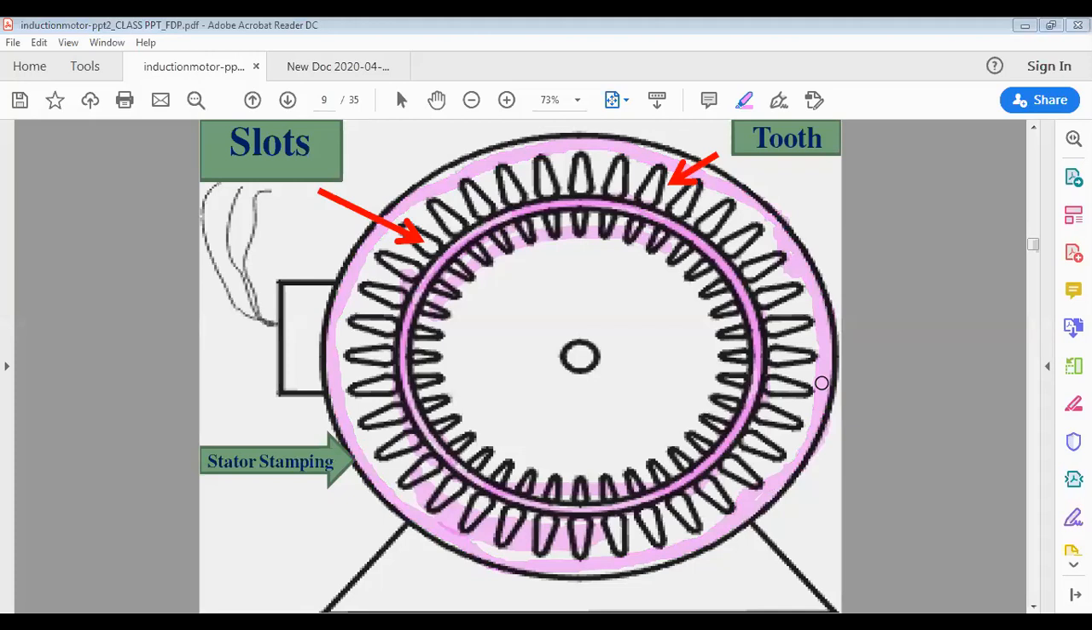Okay. Now it is slotted on its inner periphery. On the inner periphery, slots are there. And in the slots, windings are there. Three windings, made up of copper. Okay, 3 windings are there in the stator slots, and these 3 windings are made up of copper.